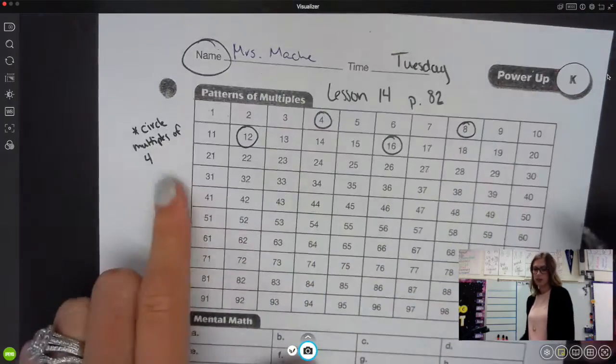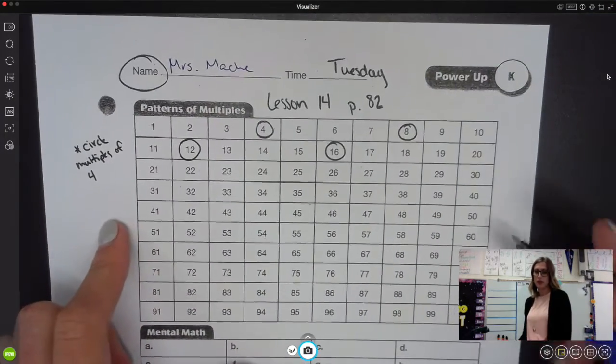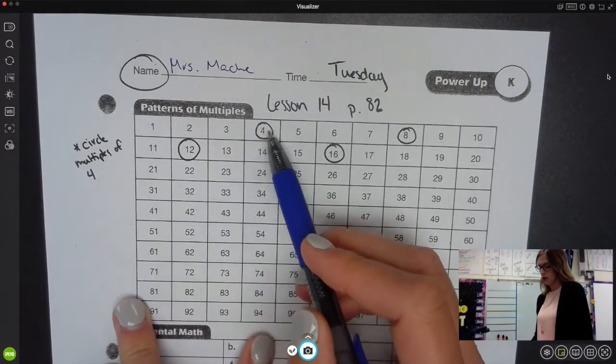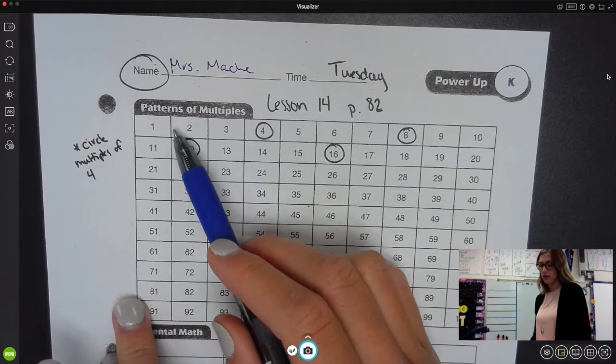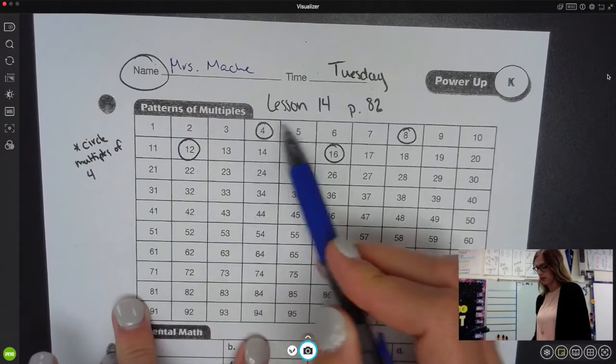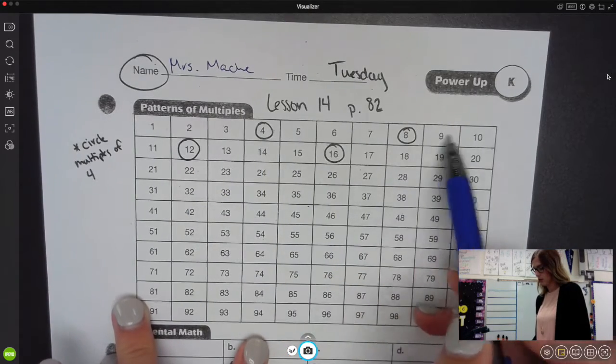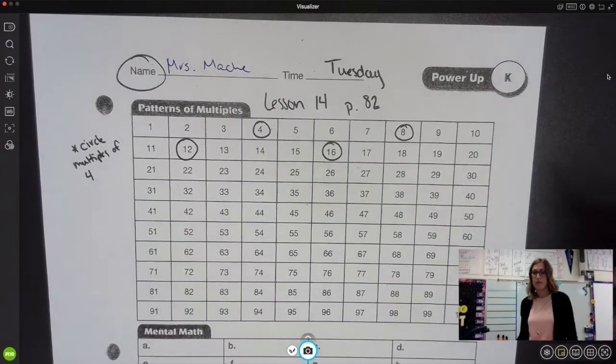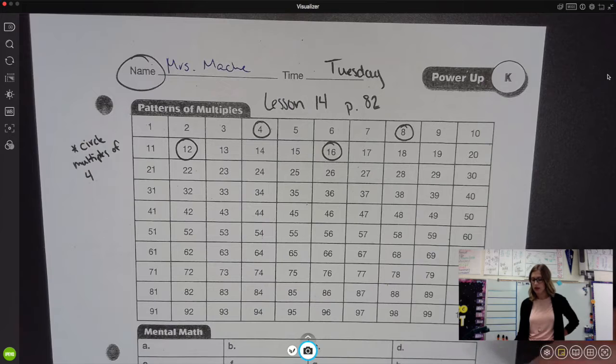Today we are once again looking at multiples with our Power Up K. So today we're circling multiples of 4. If you want to do it the counting way, you're just going to count 1, 2, 3, 4, circle. 1, 2, 3, 4, circle. All right? Look again for the patterns. Find any patterns that you can in that chart.